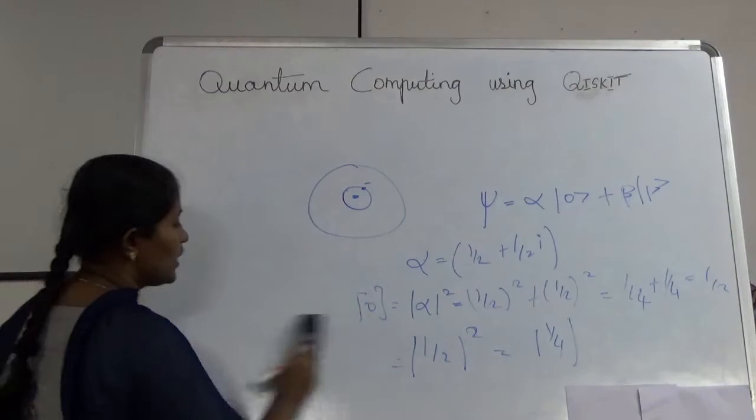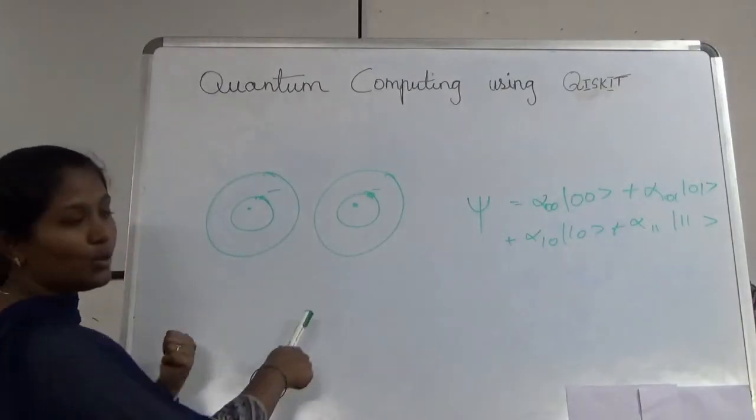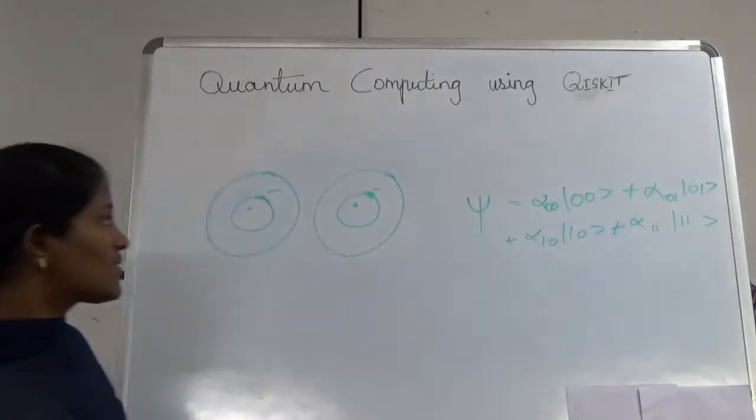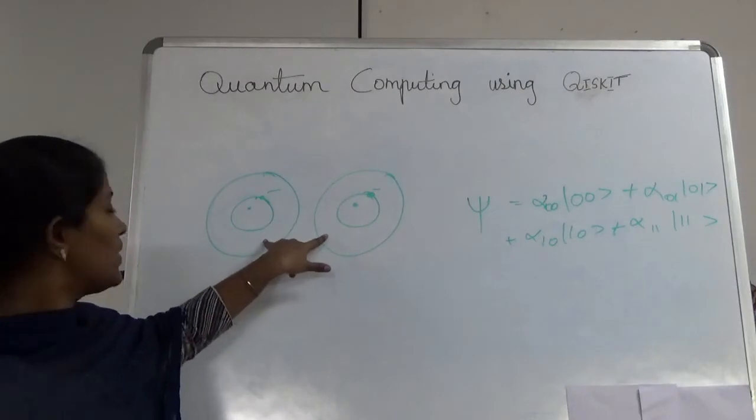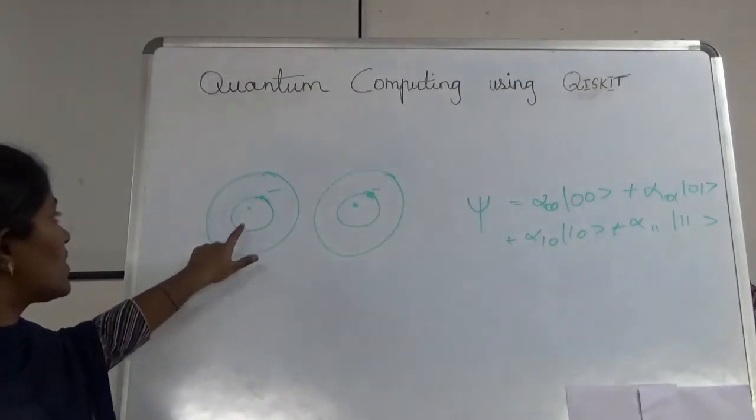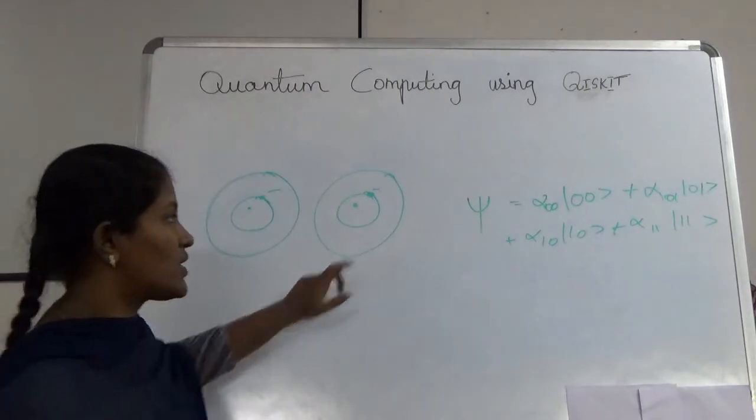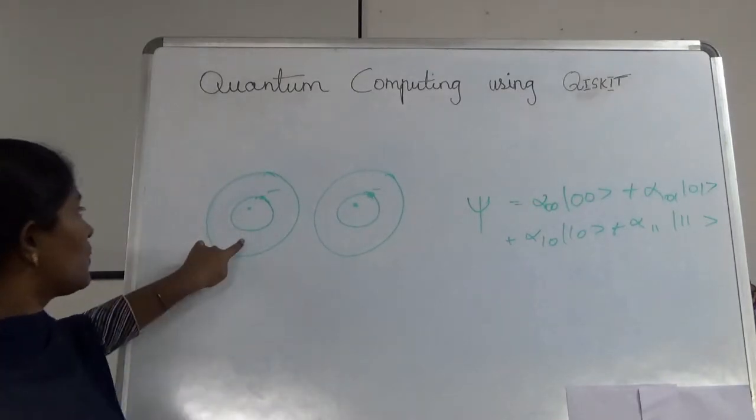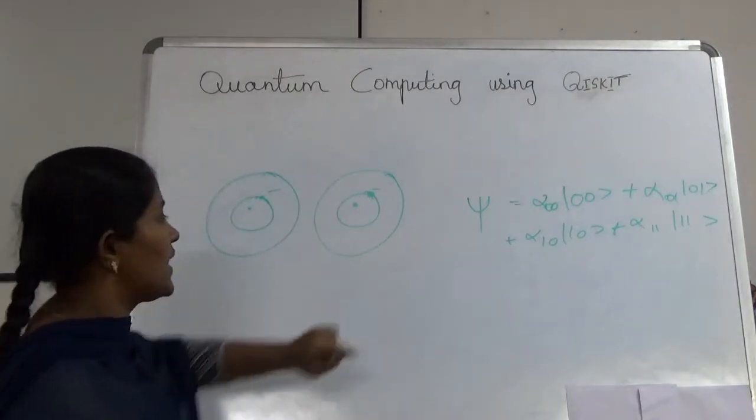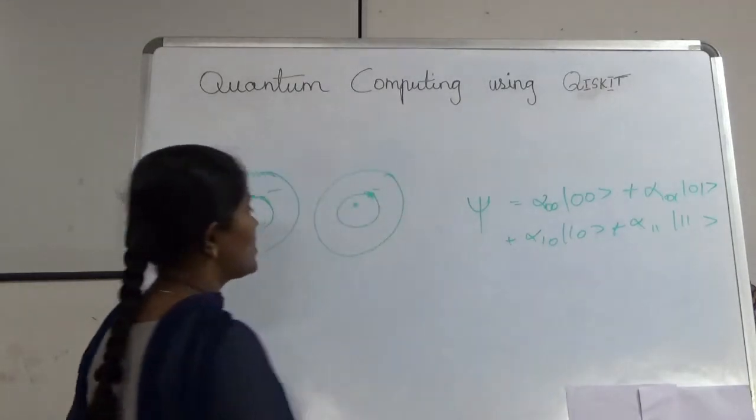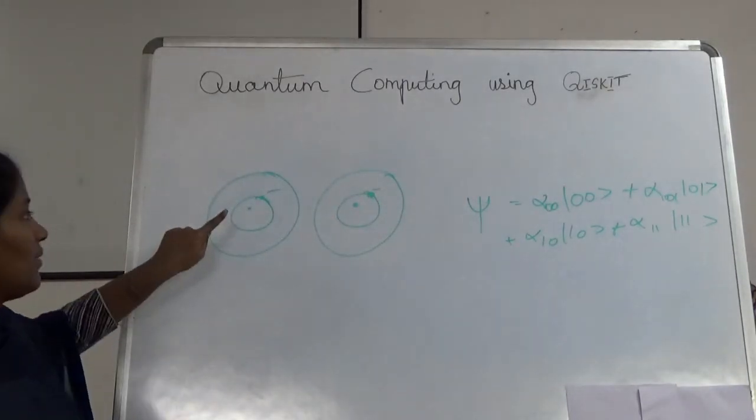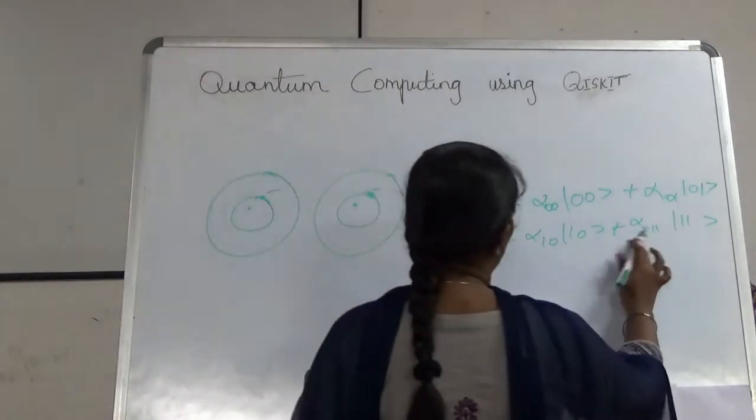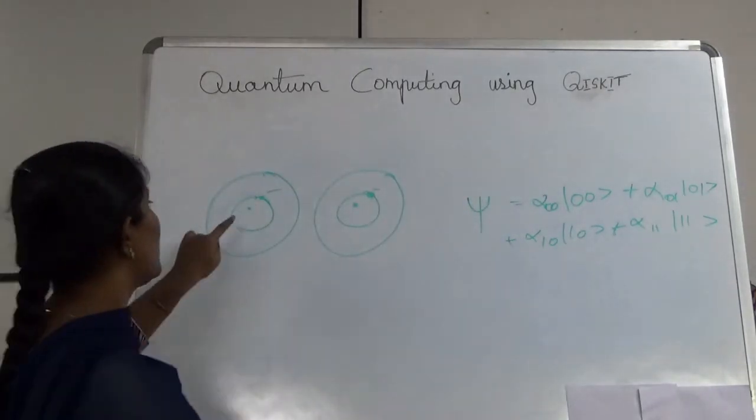This is for one single qubit. To find the probability of two qubits, we have this formula where the magnitude of alpha 00 gives the probability of these two qubits. 00 represents that the first qubit is in down state and the second qubit is also in down state. Alpha 01 gives the probability that the first qubit is in down state and the second qubit is in up state. The magnitude of alpha 10 will give the probability that the first qubit is in up state and the second qubit is in down state.